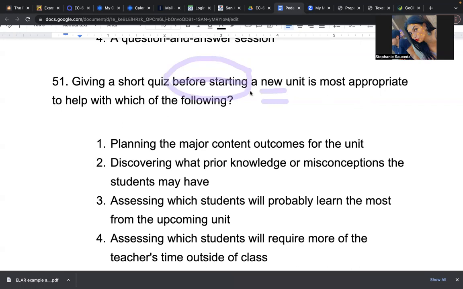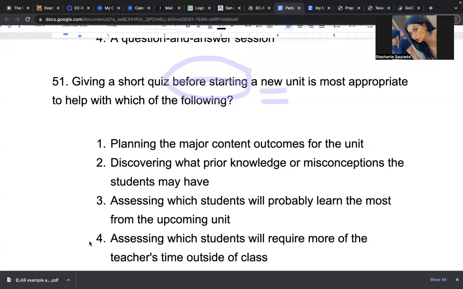So it's going to help with one of the following. Planning the major content outcomes for the unit, discovering what prior knowledge or misconceptions the students may have, assessing which students will probably learn the most from the upcoming unit, assessing which students will require more of the teacher's time out of class. Which of these, if any, can you say it's not the right answer?